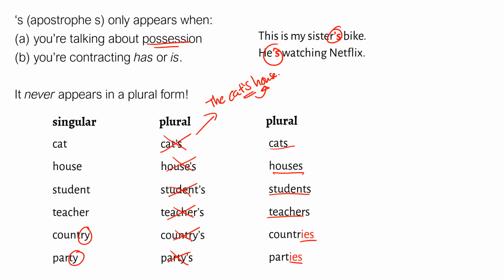Now, a question could be, what if you want to say the students' housing, right? Because we have more than one student. Good question. In that case, you add the apostrophe, right? If you add the apostrophe, we know that this is possession and plural, right? Okay, good.